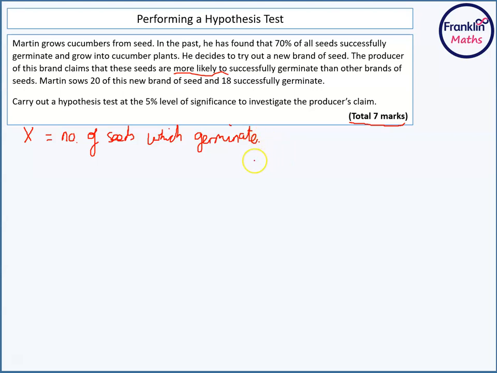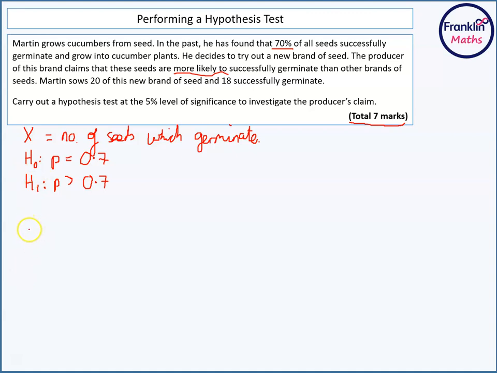So first thing we're going to do is begin to jot down the null and alternate hypothesis. Okay, so H0. Now we're looking for an increase. Now we know historically that the seeds germinate 70% of the time. So the H0 in this case is that the probability is still the same. There's still a 70% chance of the seeds germinating. Now the producer says these ones are more likely to germinate. So H1, the probability is going to be greater than 0.7. Okay, so far, just looking at the mark scheme, I've gained 1 mark there. And I haven't even done any maths, which isn't too bad.